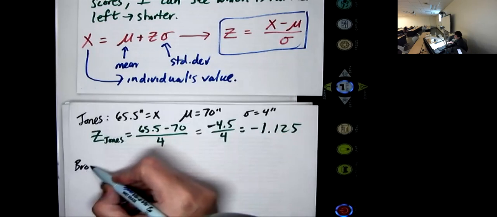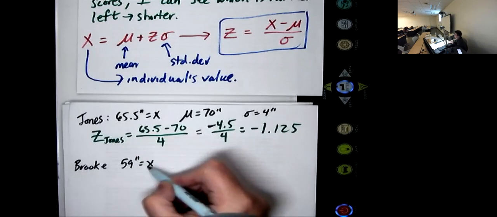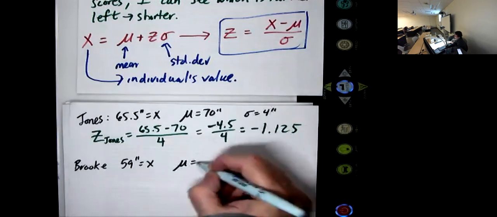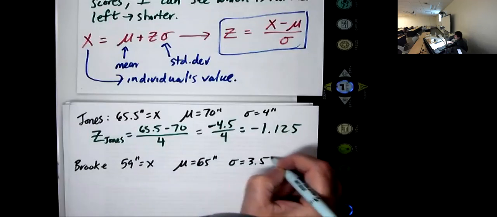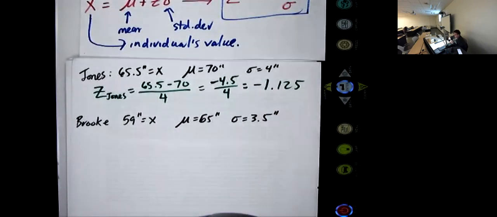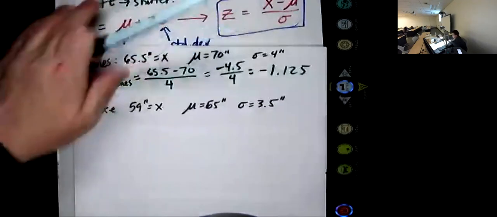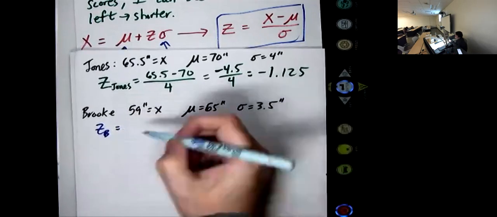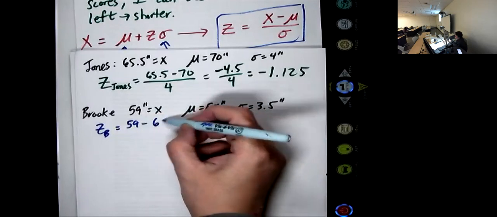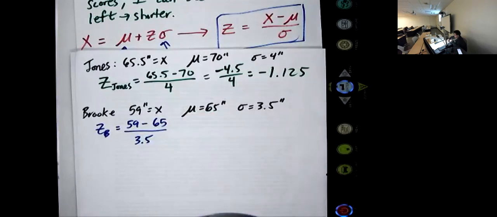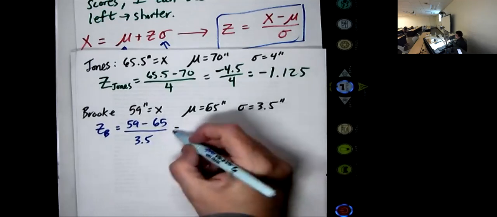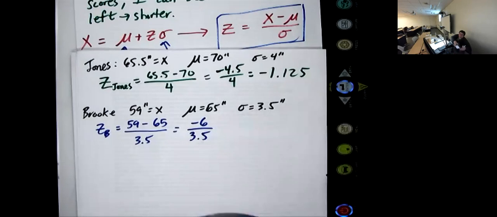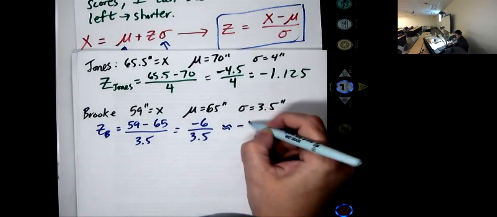Let's take a look at Brooke. Brooke was 59 inches tall. That's her X score. The mean for women was 65 inches with a standard deviation of 3.5 inches. So I'm doing that same setup we have up above. I want to say my Z for Brooke is 59 minus 65 over 3.5. That's going to get me negative 6 over 3.5, which is about negative 1.71.